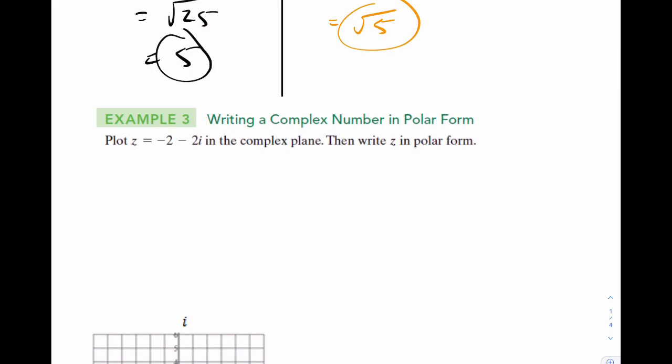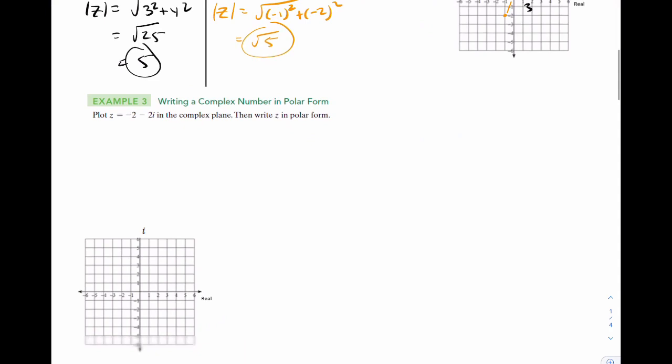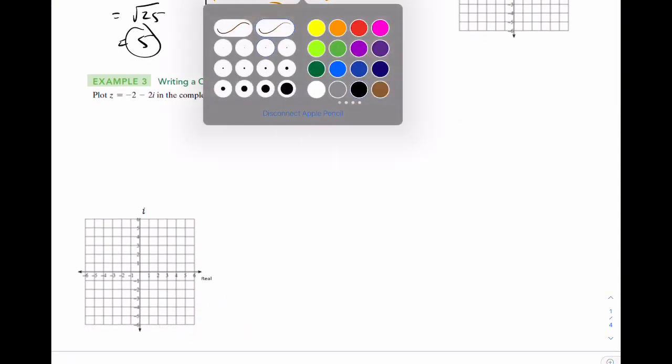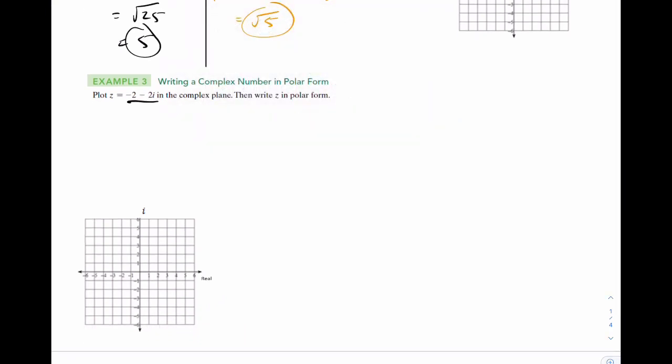Okay, example 3. Plot this number in the complex plane, then write in polar form. Okay, so first let's just plot it. Let's take care of that. That's easy. So we're going to go 2 left and 2 down. 2 left, 2 down. There's our dot. Now this is new. This is polar form.